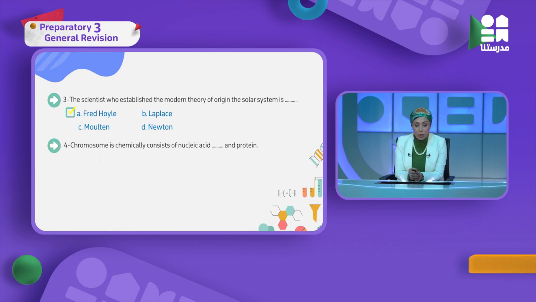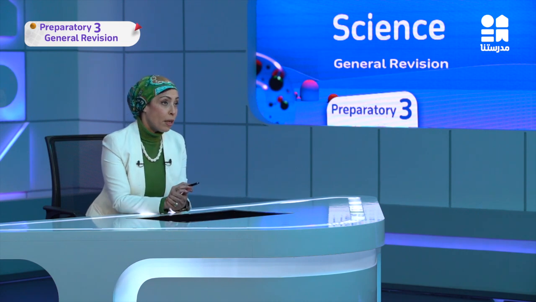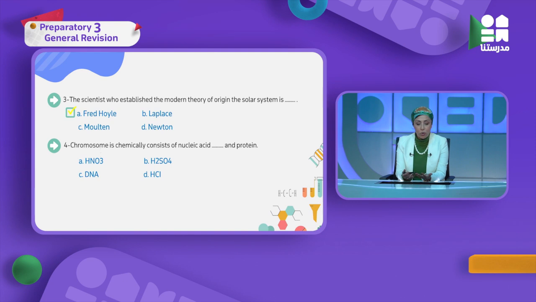Chromosomes chemically consist of nucleic acid and protein. We said before that chromosomes have a structure and a chemical structure. If you ask me only about the structure, it wants the chromatids and centromeres. But if you add the words chemical structure, it consists of the contents inside it, which is the nucleic acid. What is the nucleic acid called? DNA. Let's see the choices: HNO3, H2SO4, DNA or HCl. All of them are chemicals but are not related to us. So I'm going to choose only DNA, which is the chemical structure of the chromosome.